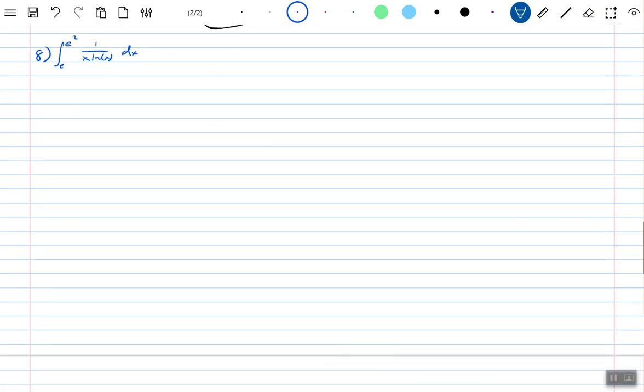All right, now let's tackle this problem. The integral from e to e squared of 1 divided by x times the natural log of x. Okay, this is kind of a gross one. But remember, with these, don't get bogged down in the woods. Go step by step. Ask yourself, when we're integrating this, what's the problem?